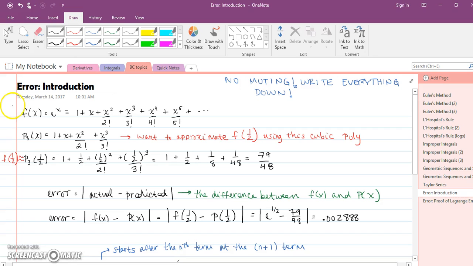There's going to be a couple or maybe a few videos here talking about different kinds of error. Now on the AP exam, almost every series free response has one part of it on error. There's two types of errors that you need to know for the AP exam. There's something called Lagrange error and alternating series error. We're going to talk about an intro to error.